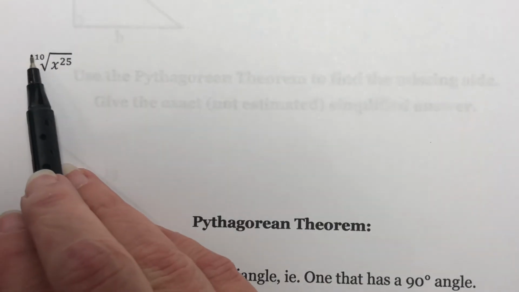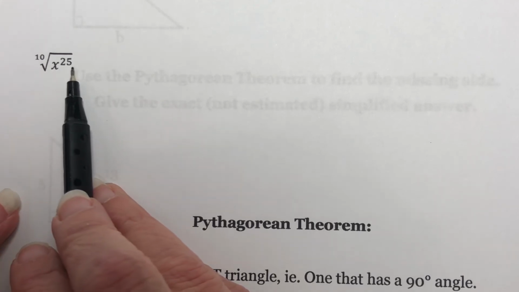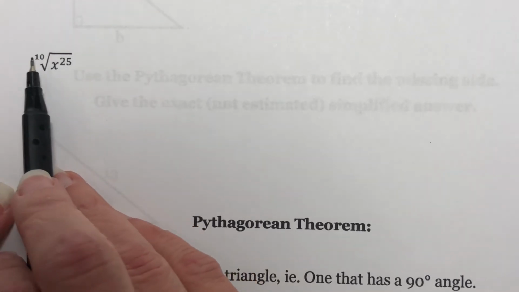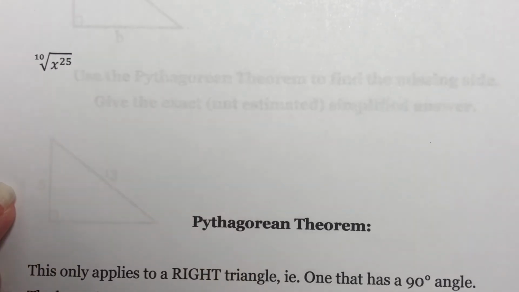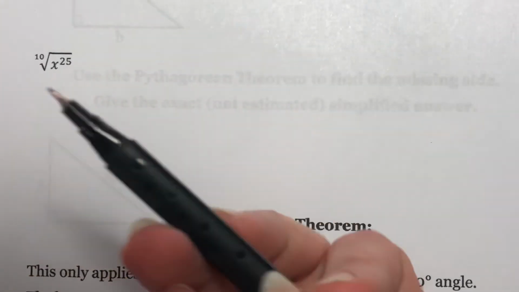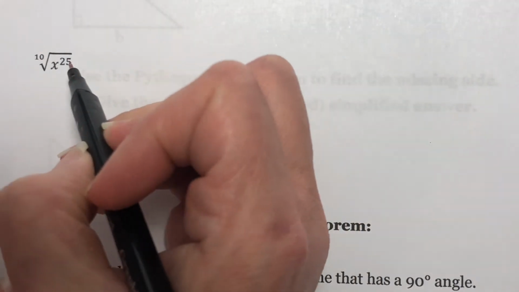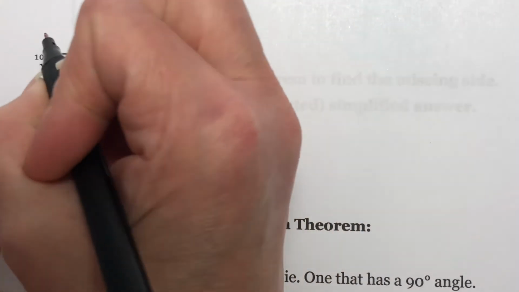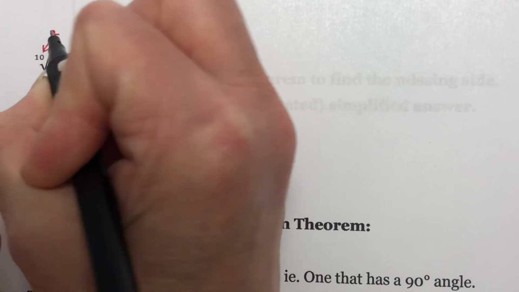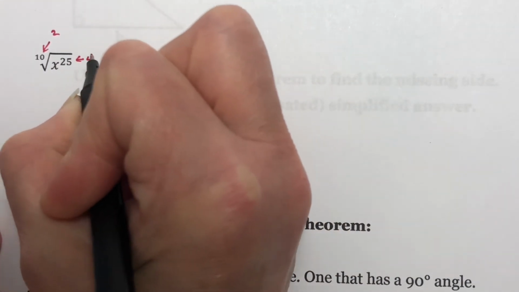I have the 10th root of x to the 25th. Okay? So we could do this as 10 divides into 25 how many times and then simplify from there. Or I could just recognize that both of these numbers are divisible by 5, get it down to a smaller kind of root, and it will be much easier. Okay? 10 and 25 are both divisible by 5. If I divide 10 by 5, I get a 2. Divide 25 by 5, and I get a 5.